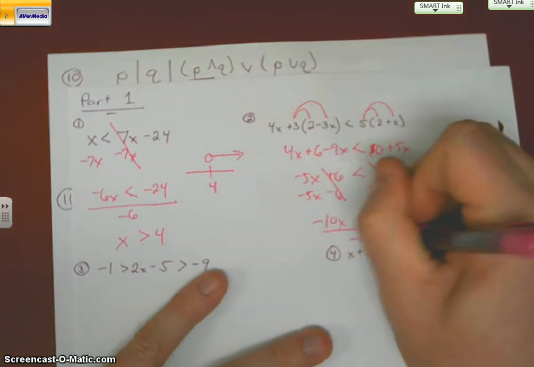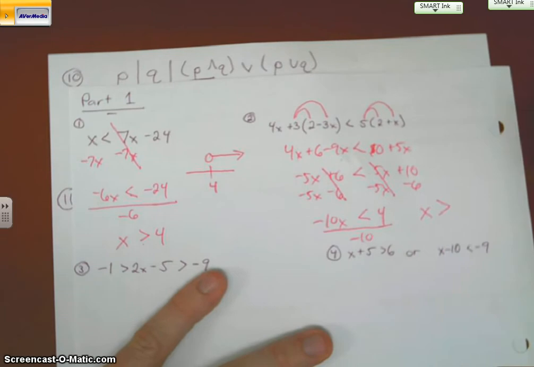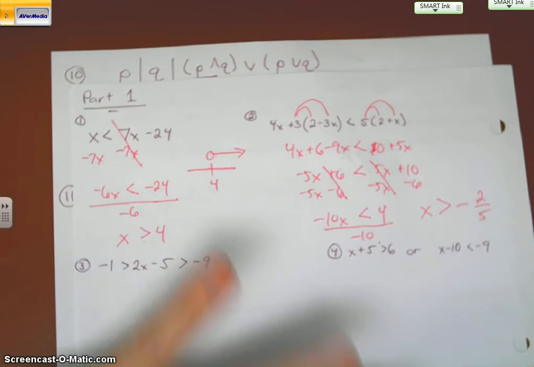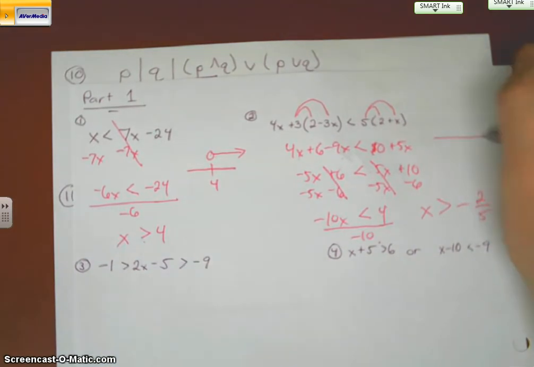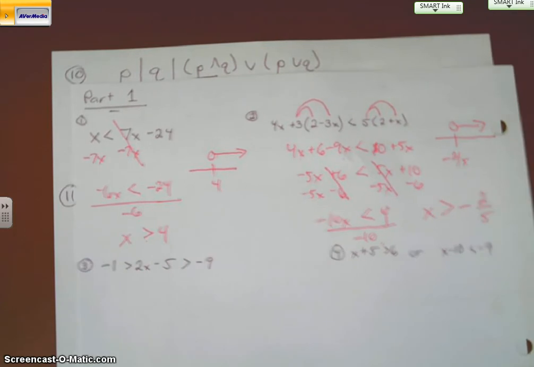Divide by a negative 10 once again. So we need to flip that inequality. 4 and 10 reduce to 2/5. Let's plot that on the number line. Open circle to the right.